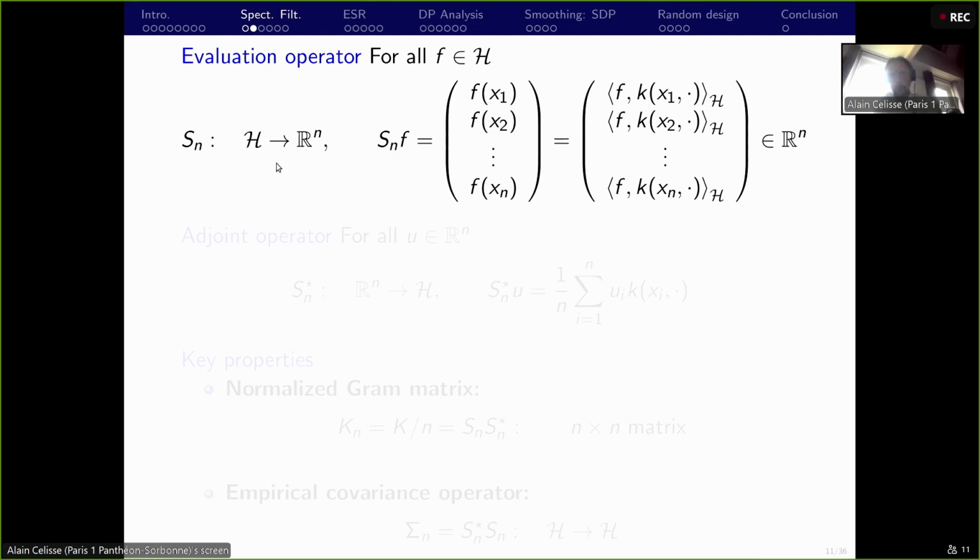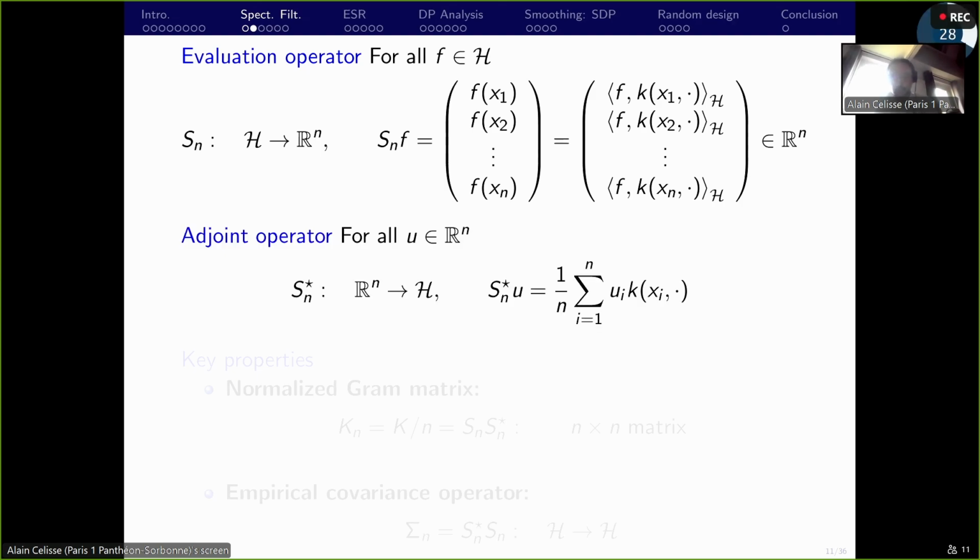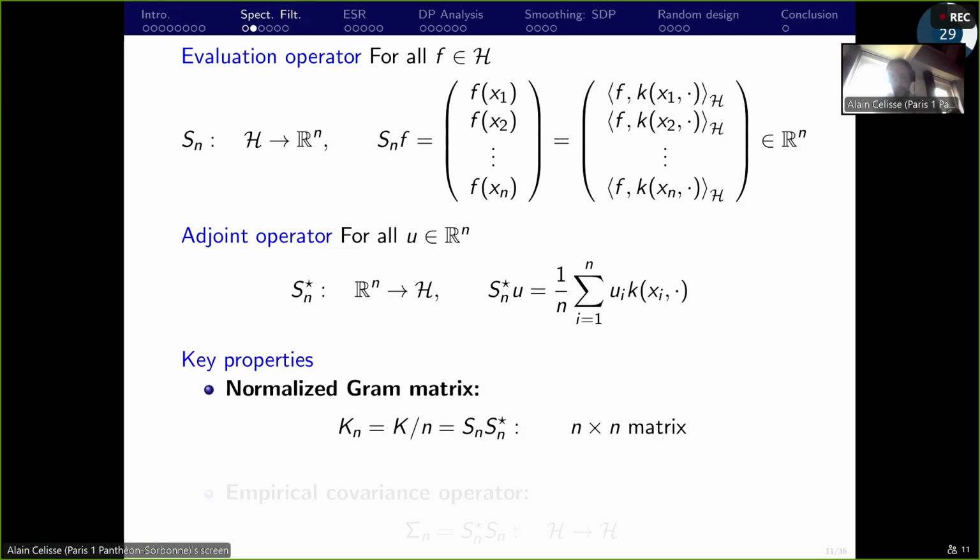As soon as you have this evaluation operator Sn, then I can define its adjoint. The adjoint Sn star of this operator Sn is defined in this way. So you take a vector u in Rn, and the operator Sn star evaluated at u is only the average of the coordinates of u, so the ui's, times the evaluation function k_xi. So these are two ingredients I need in what follows for introducing some formulas I will detail in the next slide. And what is interesting, if you're not already aware, is that actually these two operators are already connected with classical quantities. For instance, the normalized Gram matrix I introduced earlier, so the ratio between the Gram matrix K divided by n, is actually equal to the composition of this Sn star operator with Sn, composed with Sn on the left.